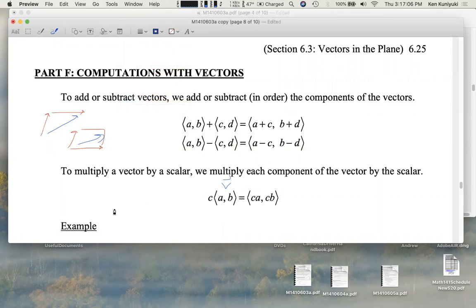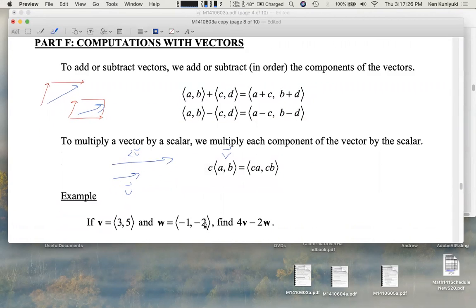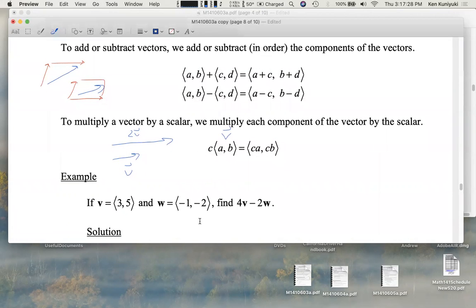Because let's say this represents a vector v. Okay. What's the deal with 2v? How is 2v different? 2v is twice as long. And you would expect that you would double both the horizontal and the vertical components. Examples work out very cleanly.